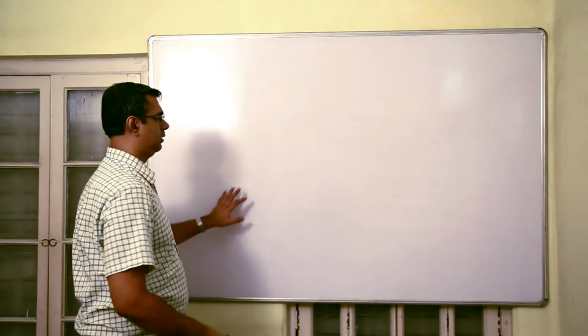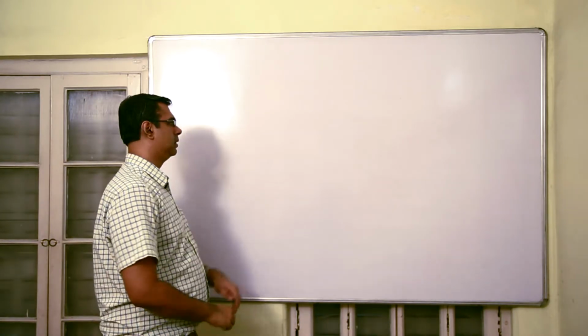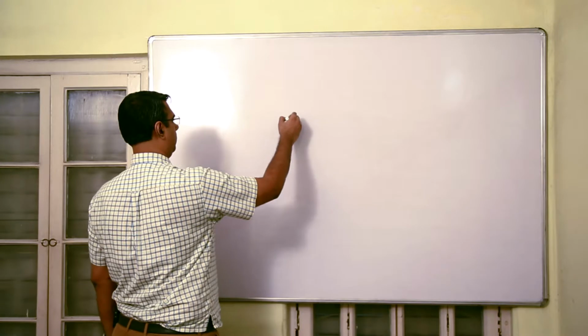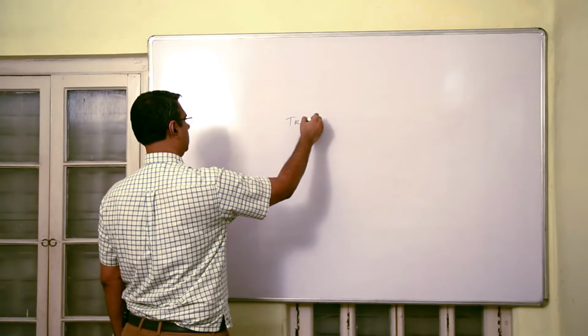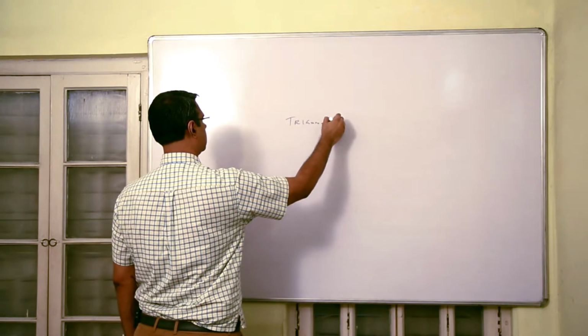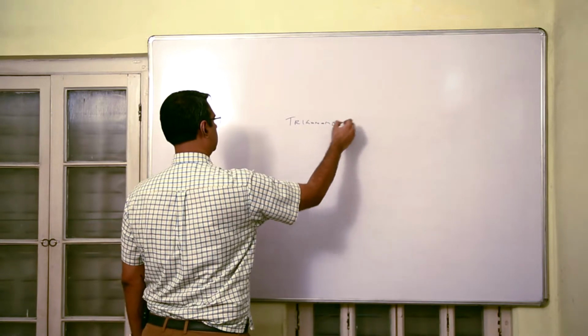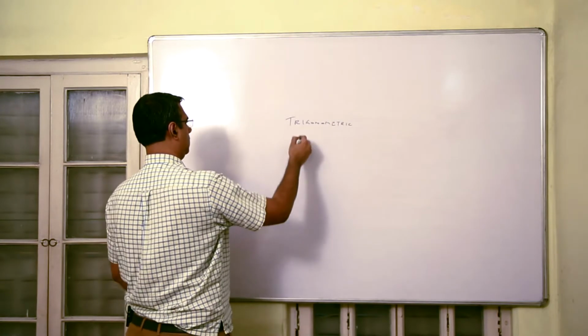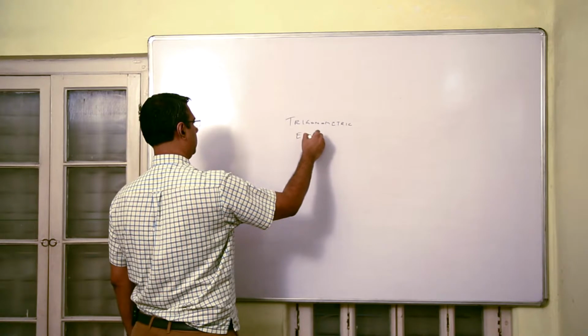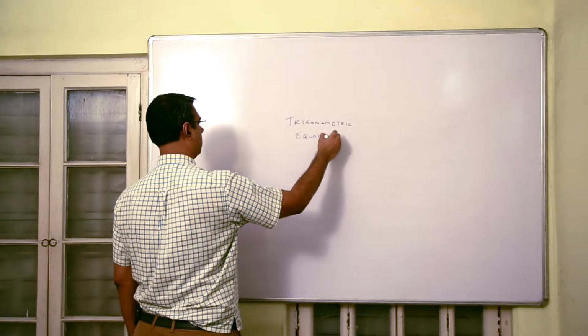So this completes the formulas of properties of triangles. The last topic is trigonometric equations, and we will discuss the formulas of trigonometric equations now.